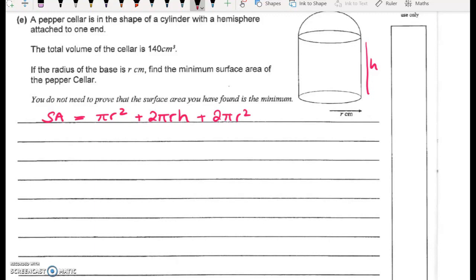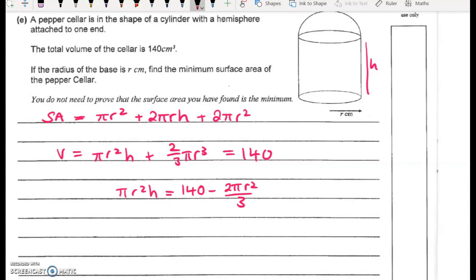Okay, so the volume we know is equal to 140. And the formula for the volume will be the volume of the cylinder plus half the volume of the sphere, and we set that equal to 140. Now we can rearrange that to get h in terms of r, because we want to get rid of this h. We can't differentiate this function for the surface area while it still has an h in it. We need it all in r's.